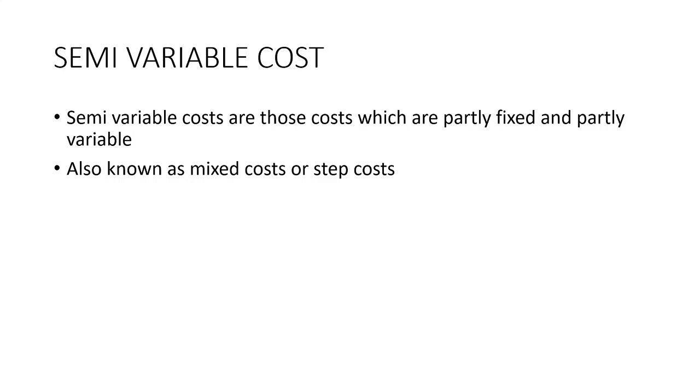They are known as mixed cost or step cost. Semi-fixed cost remains constant up to a certain level of output, and after that level they become variable. For example, you might have traveled in an auto rickshaw. Have you observed the meter? There will be a minimum charge, isn't it? The minimum charge is rupees 30. Now it is fixed, and afterwards the charge is variable depending upon the distance travelled by you.